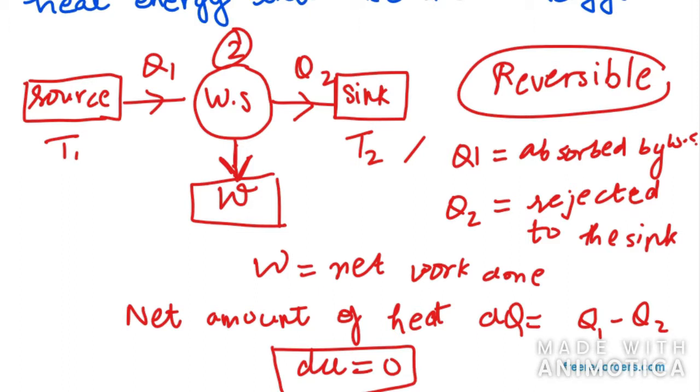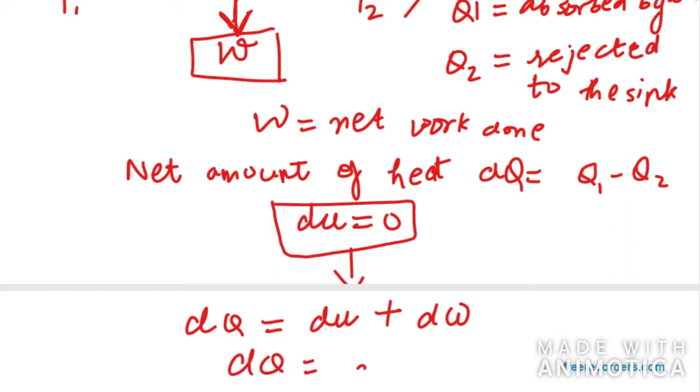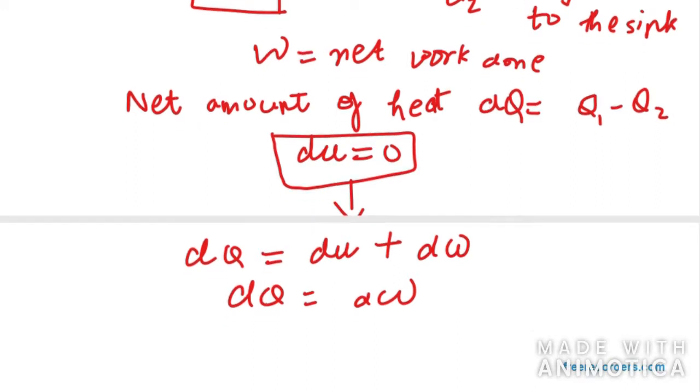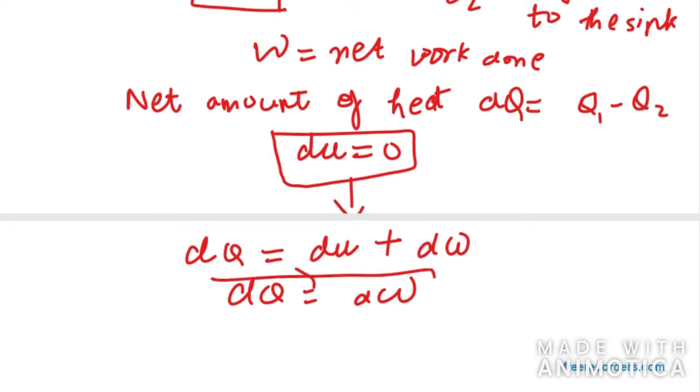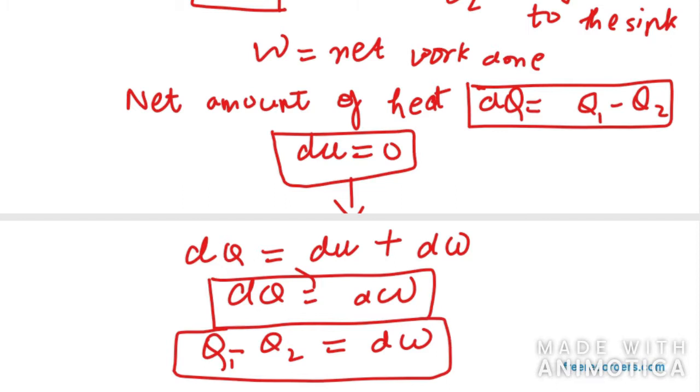Now, as you know, the first law of thermodynamics states that del Q is equal to del U plus del W. In this case, if we put del U equals 0, it will be del Q equals del W. That means whatever is the net amount of heat absorbed is equal to the external work done by the heat engine. So as you can see, del Q is equal to del W. Or, as we have already written, del Q is equal to Q1 minus Q2. So Q1 minus Q2 gives us del W. So this is another form for the heat engine.